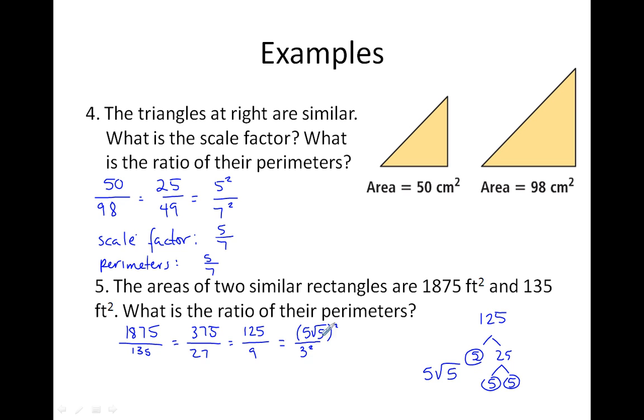And remember, it's squared because we just took the square root to find out what this would be for perimeters. So the ratio for my perimeter of these two figures is 5 radical 5 to 3. Now we could also have done it the other way, where we put the 135 on top and the 1875 on the bottom, which would end up flipping this final ratio. Whichever way you go doesn't really matter, because we weren't directed to go larger to smaller or smaller to larger.